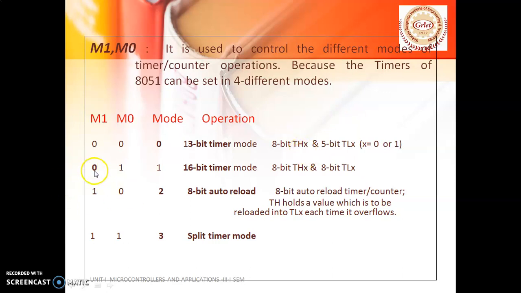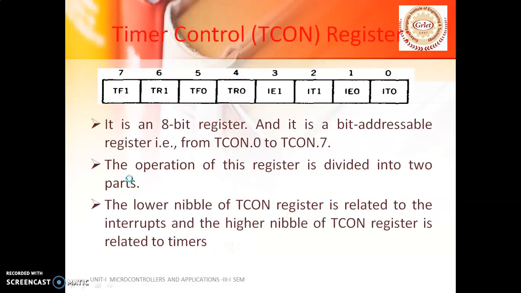Similarly, if you program these 2 bits to 0, 1, we can operate in mode 1, which is called the 16-bit timer mode. In the 16-bit timer mode, in the higher byte we can use all 8 bits, and in the lower byte we can use all 8 bits. Whenever we program these 2 bits to 1, 0, we operate in mode 2. Mode 2 is called the 8-bit auto reload mode. In this mode, TH holds a value which is reloaded into the TLX register when the overflow occurs. And coming to the last one, if you program these 2 bits to 1, 1, it operates in mode 3, which is called the split timer mode. Later on we will be discussing each and every mode clearly. Thank you.